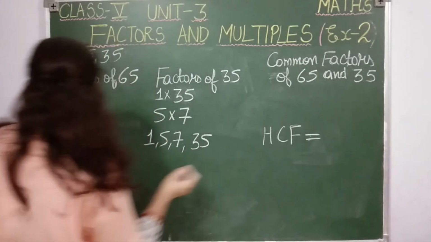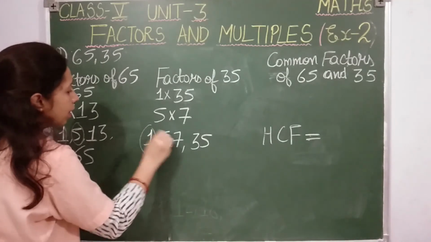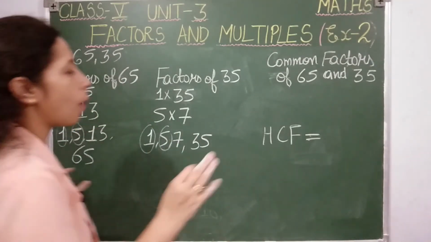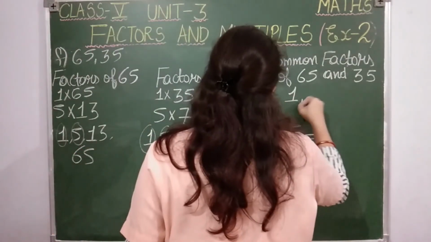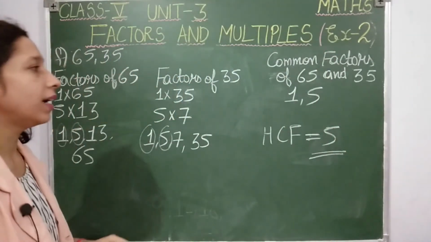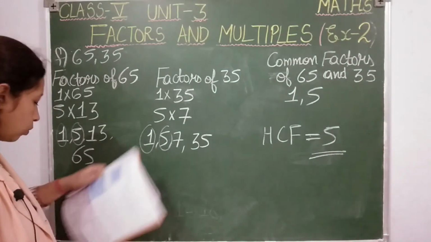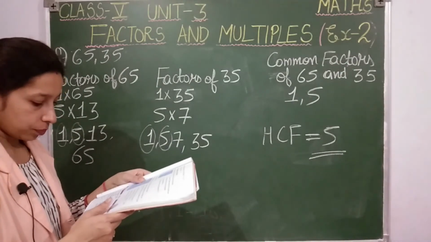Now circle the common factors. 1, 5, 1, 5. That's all. So common factors of 65 and 35 are 1 and 5. Highest common factor or greatest common divisor is 5. Clear students? Note it down. Then we are going to see point number I.